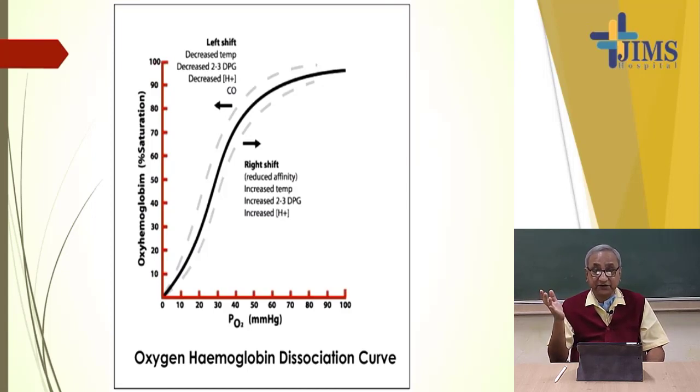Similarly, the right shift of the hemoglobin curve is due to increased temperature, increase in 2,3-DPG, and in alkalosis. So, there is a right shift of the oxyhemoglobin curve. So, the delivery is higher. Whatever the oxygen content, it delivers to the tissue.